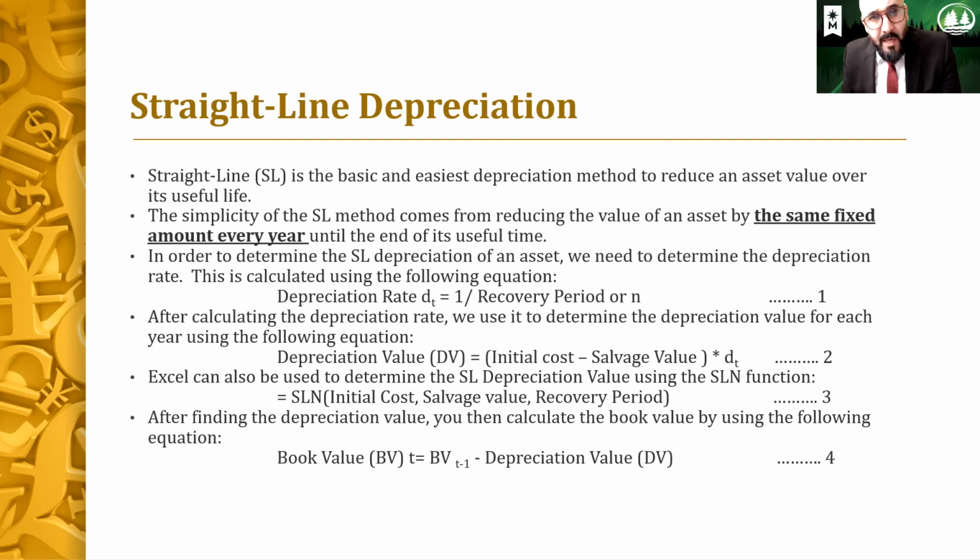Of course, Excel is an amazing software that we use. There is a function for depreciation in Excel, and that function is called SLN: equal SLN, open parentheses, initial cost, comma, salvage value, comma, recovery period. After finding the depreciation value, you have to find the book value for the asset by subtracting the depreciation value you just calculated from the book value of the previous year. All right, let's go ahead and start with the first example on the depreciation rate, and I'm going to switch to Excel here.